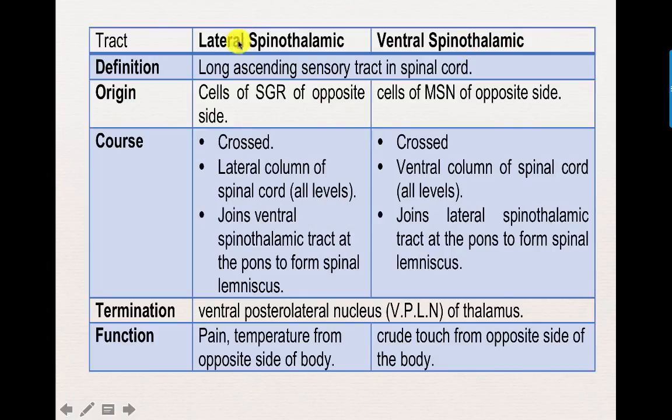Here we have a table to compare these two tracts and to demonstrate what the common statements in these two tracts are. By definition, they have the same definition. Origin: SGR and MSN. Both are crossed. This is in the lateral, this is in the ventral. Both join each other in the middle level of the pons to form spinal lemniscus. The same termination. Here we have pain and temperature from the opposite side of the body. Here we have crude touch from the opposite side of the body.